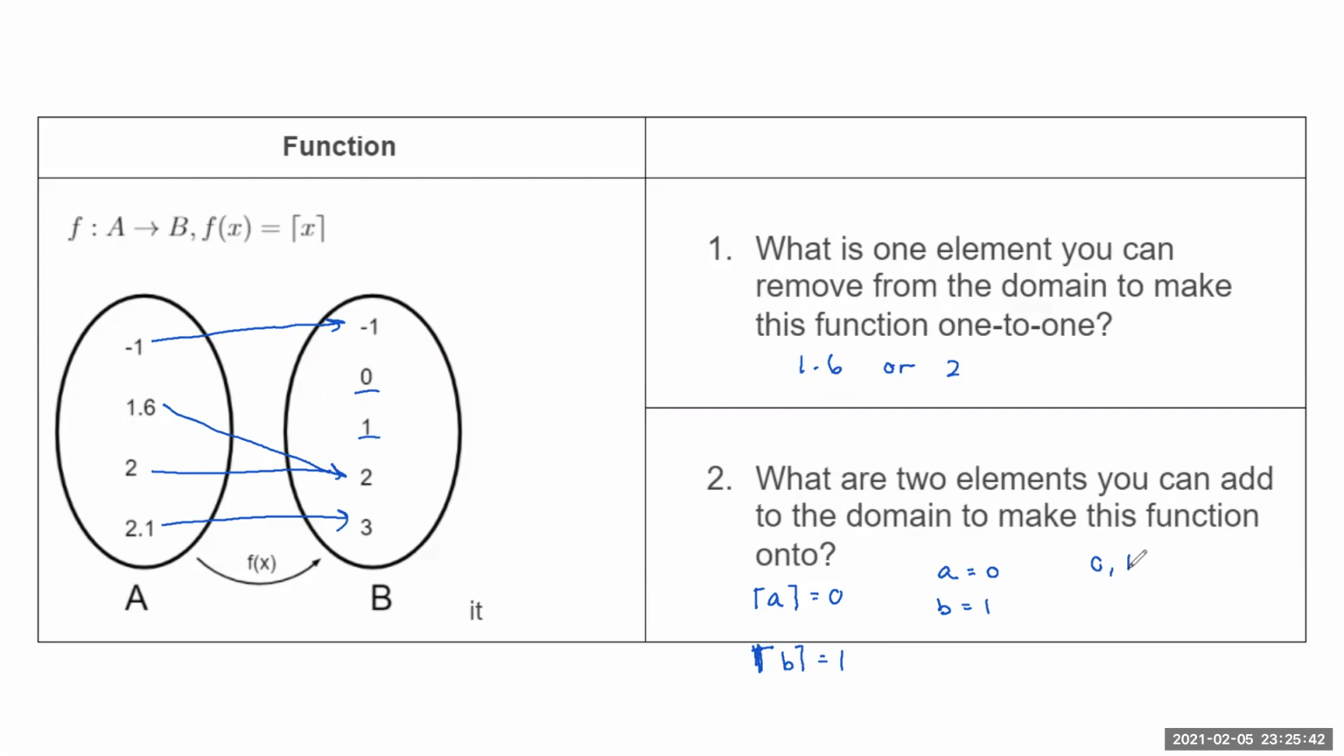We could also add other things. For example, you could add 0 and 0.5, and the ceiling of 0.5 would be 1 as well. So there are a lot of options you have to add there.